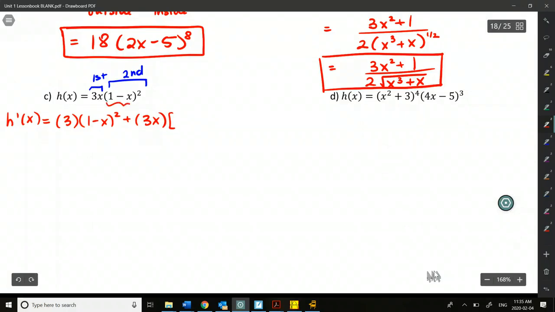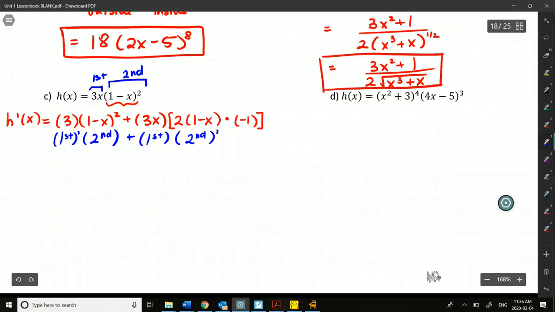So for the derivative of the second, we have to apply chain rule here. We're going to do derivative of the outside, which is 2 times 1 minus x. We subtract 1 from the exponent, so we're just left with an exponent 1. And then we have to multiply by derivative of the inside. So the derivative of the inside function, which is 1 minus x, is just negative 1. I'll just mark this out for you guys. This is the derivative of the first times the second plus the first times the derivative of the second. So we're applying chain rule in that second part.